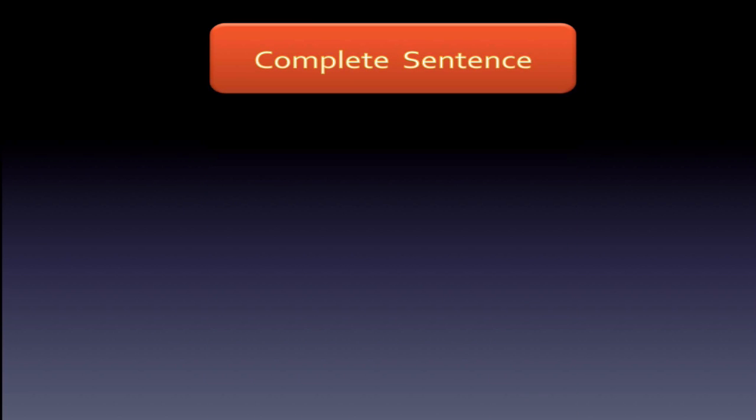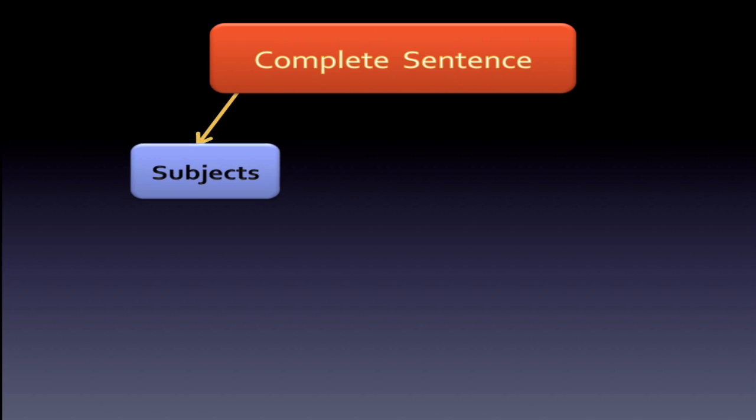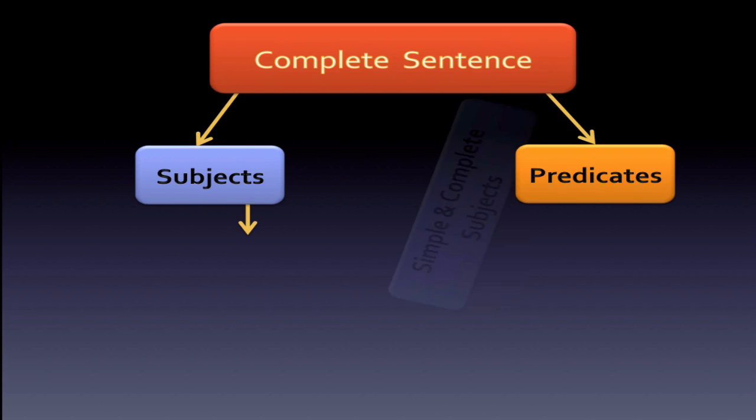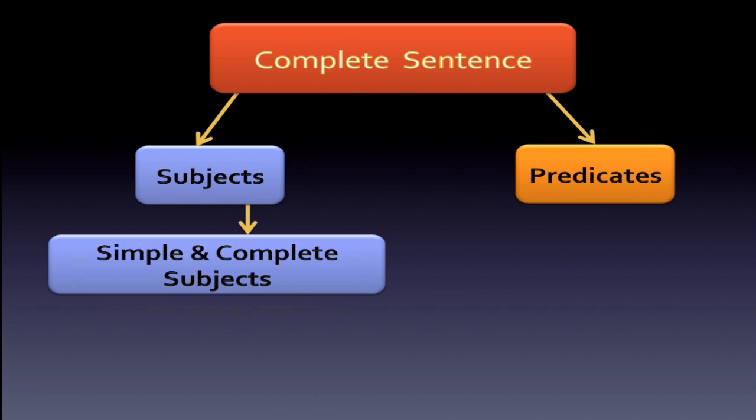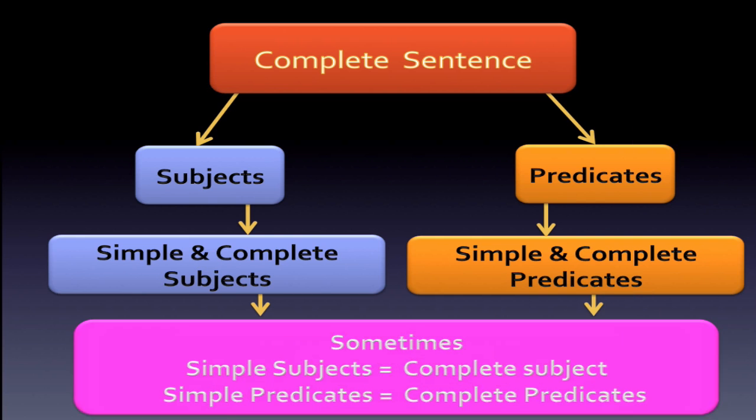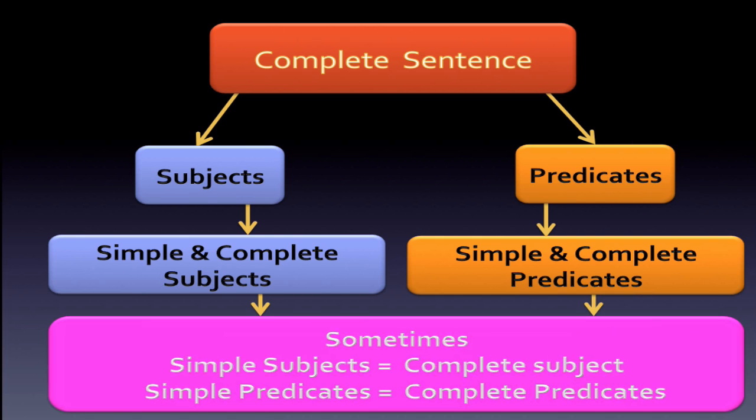So, a complete sentence has a subject, and it does have a predicate. Now, your subject splits into two parts, simple and complete, right? And your predicate does the same thing. You have the simple and complete predicate. Now, sometimes the simple subject is equal to the complete subject, and the simple predicate is equal to the complete predicate.